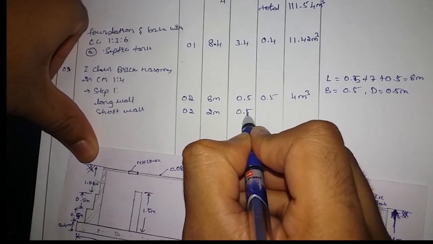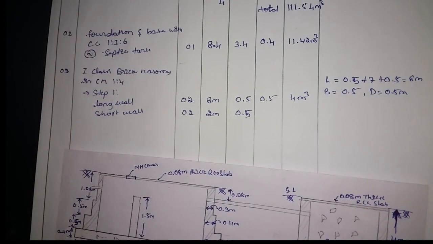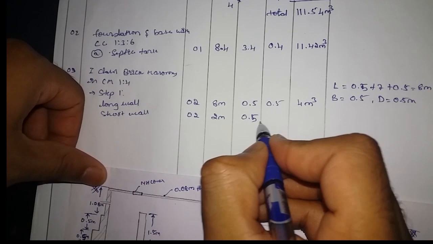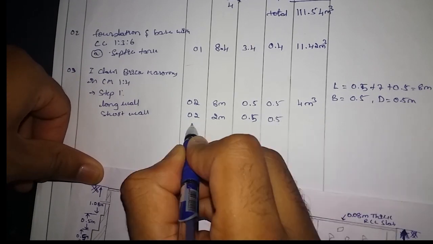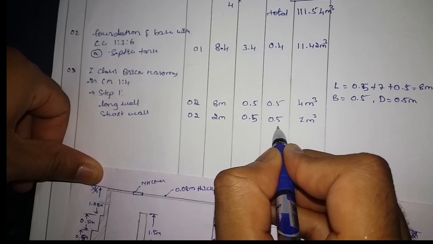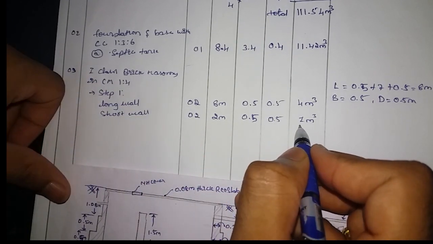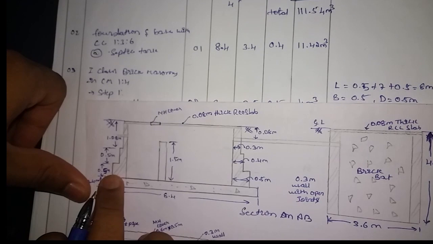Again its breadth is 0.5. Now what is its depth? What depth we need to take? Our depth will be 0.5. If I multiply all these 4, you will get 1 meter cube. Substitute this in a calculator, 2 into 2 into 0.5 into 0.5, you will get 1 meter cube. So this completes your step number 1.